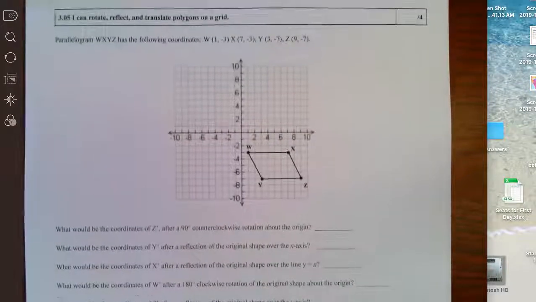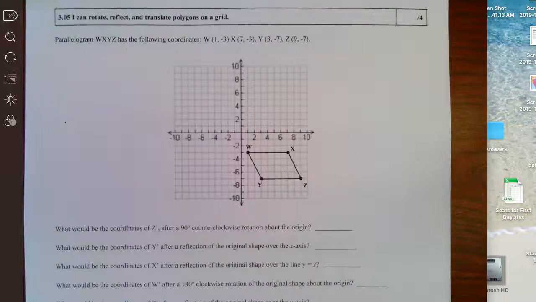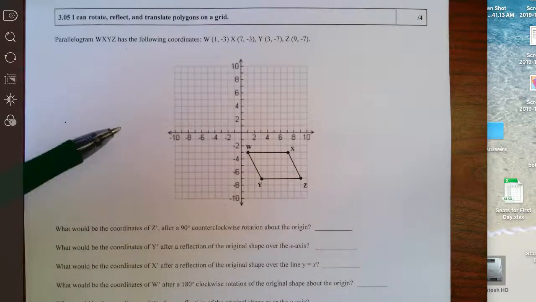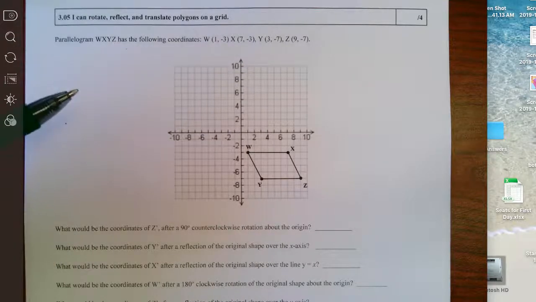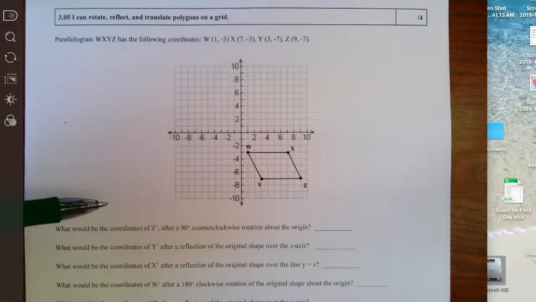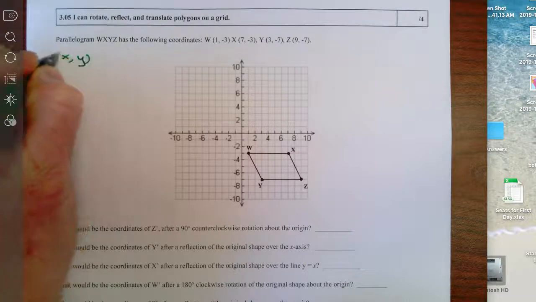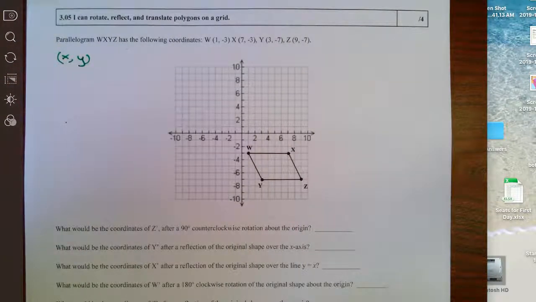Okay, 3.05, I can rotate, reflect, and translate polygons on a grid, and we have a parallelogram, looks like. We have our original coordinates. So, really helpful to have your notes and those noticings that we went through a couple of weeks ago. So if you remember, if we start with the original x, y, we investigated some rules that you can remember, right? If things reflect over the x-axis, for instance, or y-axis, etc., etc.